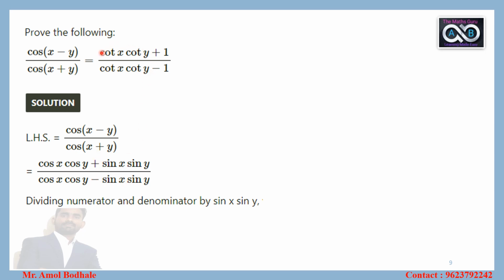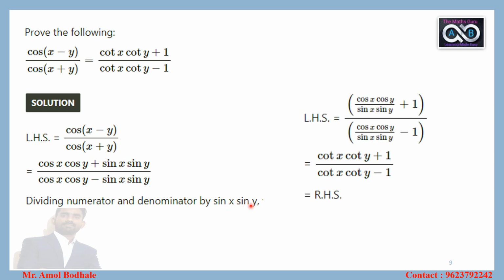Now here if we observe the RHS carefully, we require 1 here, similarly at the denominator 1. So how can we get 1 here? If I divide this sin x sin y by the same quantity sin x sin y, then we will get 1. Similarly here we get 1. So that is why for the full numerator and denominator we will divide by the quantity sin x sin y. Let's see, if we divide the whole numerator and denominator by sin x sin y, then what do we get here?